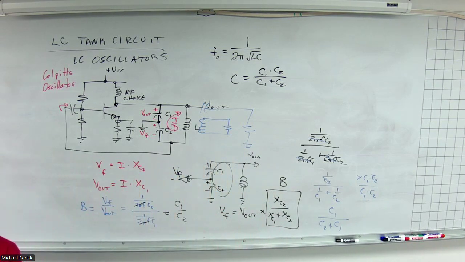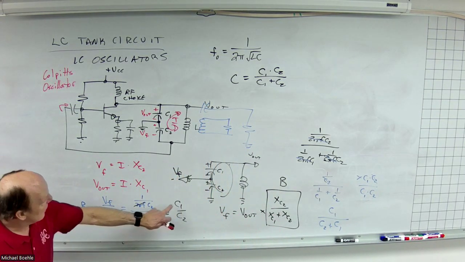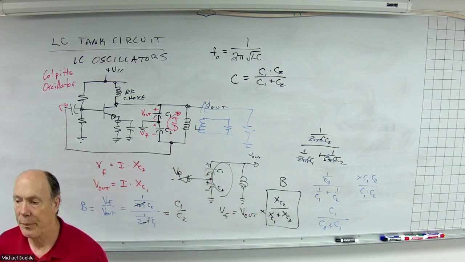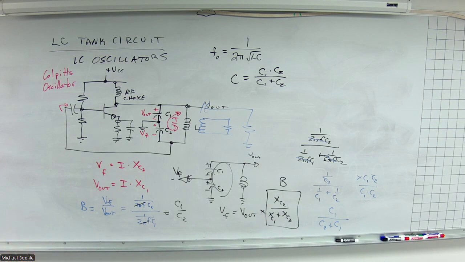So your feedback fraction does change a little bit. Instead of C1 over C2, it would be C1 over C1 plus C2. Those capacitors are still in series, so the resonant frequency calculation and everything stays the same. Slight change.